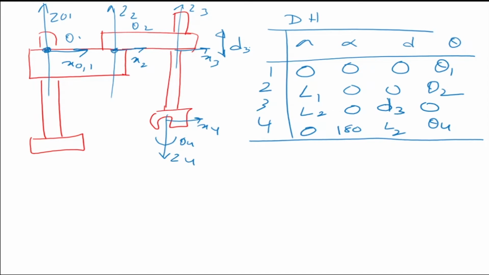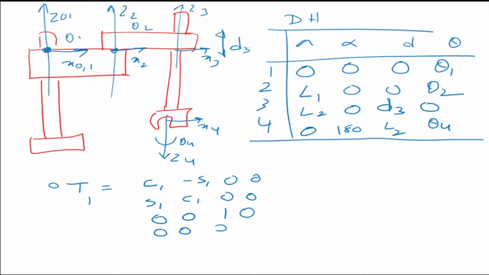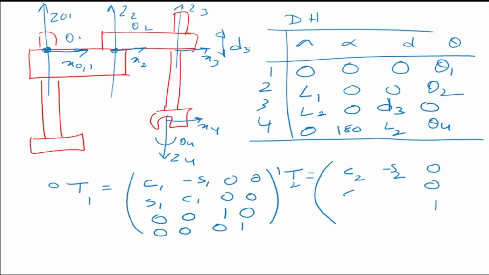Now, taking each row at a time, we can put it in the generalized matrix and get T0 to 1 equal to cos theta 1, minus sin theta 1, sin theta 1, cos theta 1, 0, 0, 1, 0, 0, and then 0, 0, 0, 0, 0, 0, 1. This is my first matrix. The second matrix, 1 to 2, is given by cos theta 2, minus sin theta 2, 0, 0, 1, sin theta 2, cos theta 2, 0, 0, 1. It is L1, 0, 0, 0, 0, 0, 1.